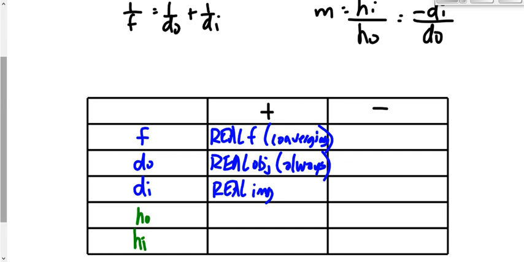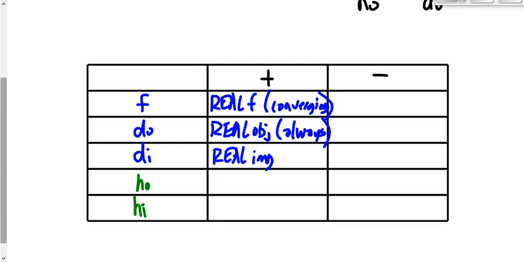So you can imagine, we filled this in on Thursday. F is negative if it's a virtual focal point, and that happens if it's a diverging lens. Do is never negative for us. Di is negative if it's a virtual image, and it's a virtual image in the last 6 ray diagrams. Okay. What about HO? HO and HI are based on not real or virtual, but upright or inverted, right? HO is positive if you have an upright object.